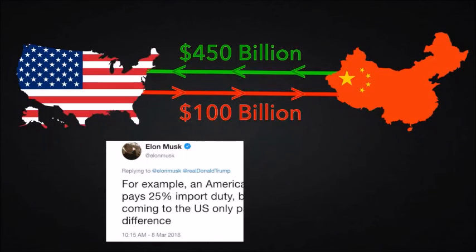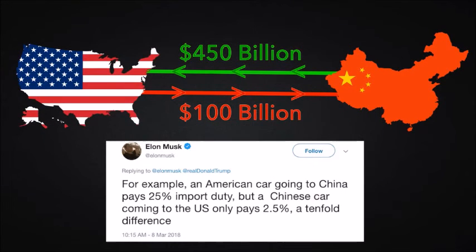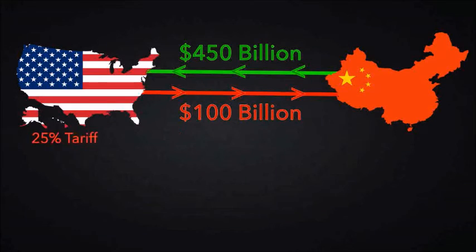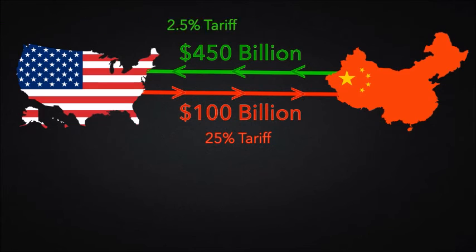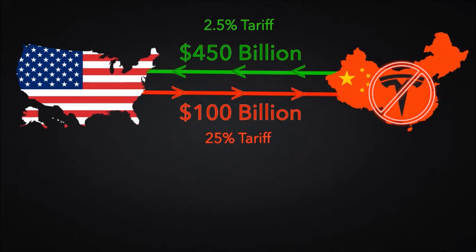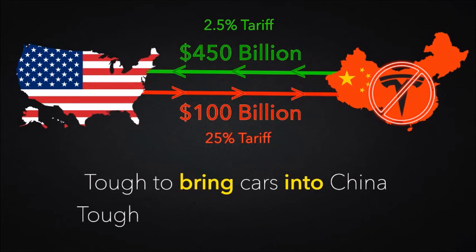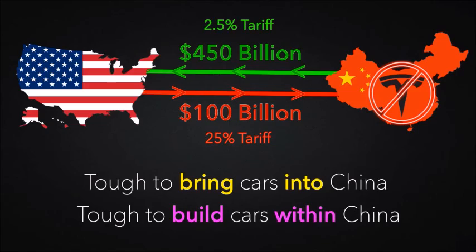Here's a tweet by Elon Musk, CEO of Tesla Motors, on tariffs between the US and China. An American car going to China pays 25% import duty, but a Chinese car coming to the US only pays 2.5%, a tenfold difference. The obvious solution to that problem is that the US car companies should build factories in China, so that way they don't have to pay the tariff. But China does not allow US car companies to own 100% of the factory they build in China, so it's tough to bring cars into the country and tough to build cars within the country.